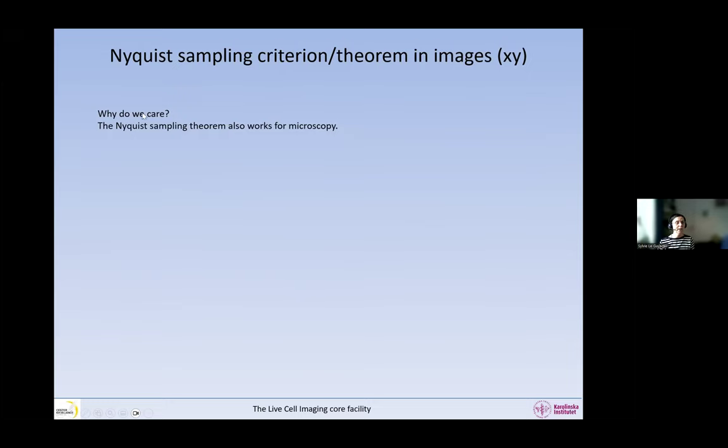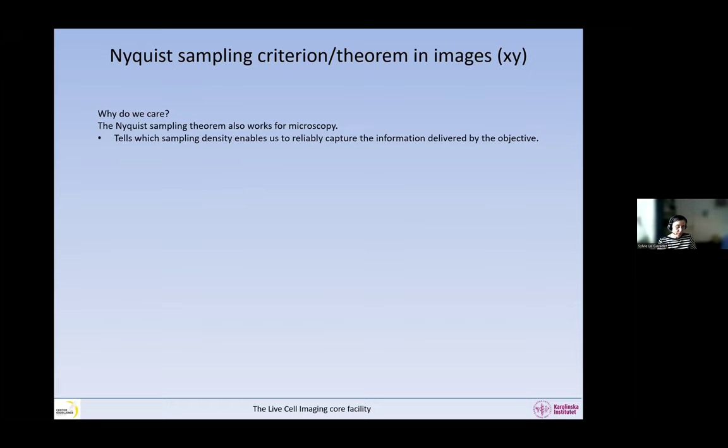So why do we care? Because we're not working with telegraphs. Well, the Nyquist sampling theorem works for absolutely everything in life, almost. Well, at least it works for microscopy. So it tells us which sampling density enables us to reliably capture the information delivered by the objective. So how many times do we need to sample the point spread function and the full image that comes?